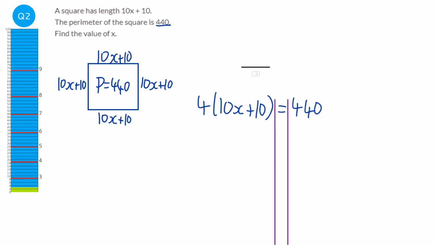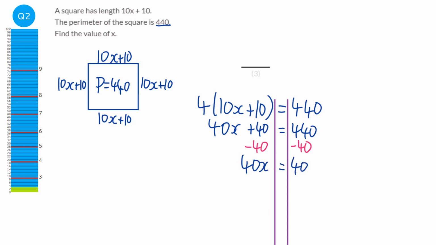So put our lines in because we're going to solve, and we're just going to start by expanding the brackets, so that'll be 40x plus 40 equals 440. Then we're going to get rid of the plus 40 first, so take away 40 both sides, and so that'll be 40x equals 400. And then we get rid of the 40 before the x, so we divide both sides by 40. And we've got x equals 10. So our answer is 10.